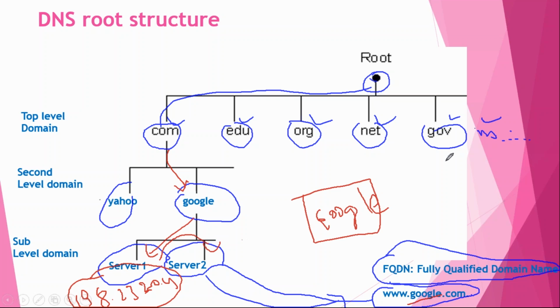Externally, we are typing google.com, yahoo.com, anything, techminds.com, any web servers. You will type the domain name, and it will try to convert the host name to an IP address. This is the structure of DNS root actually.